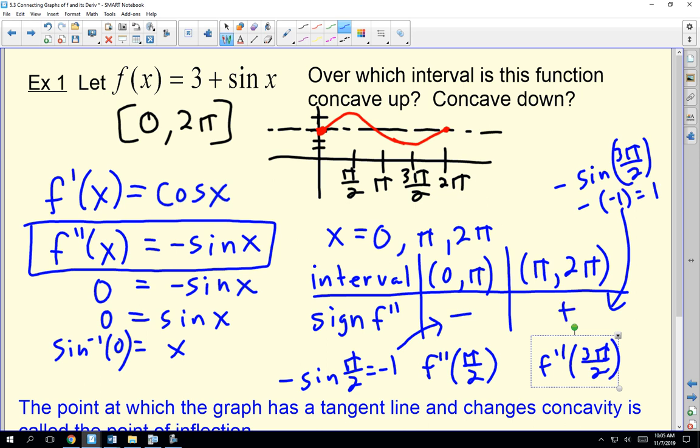So then I can answer the question. It's exactly what I see up here. So it's concave down from 0 to pi. So concave down would be on the interval from 0 to pi. And go ahead and leave open brackets for concavity. And then concave up is from pi.